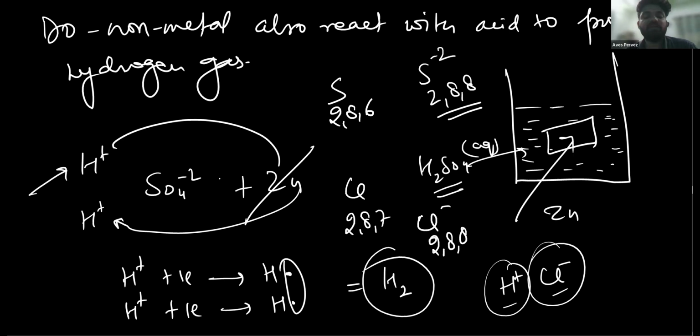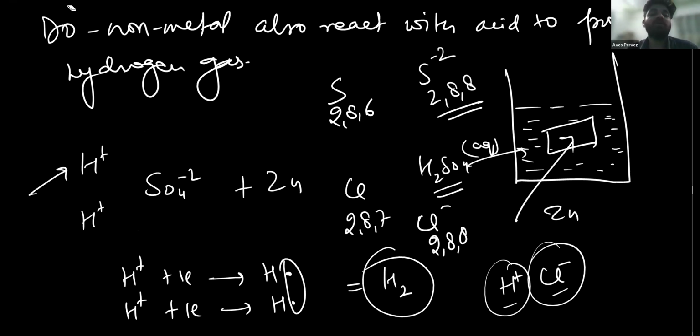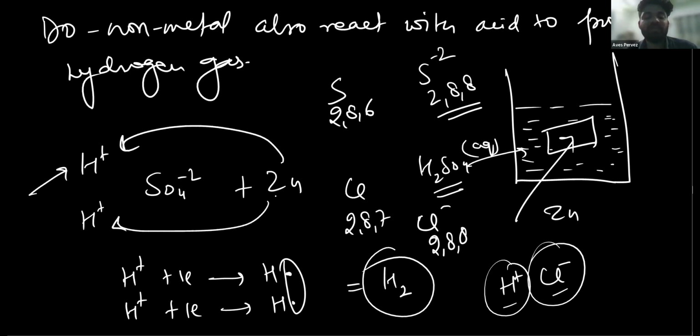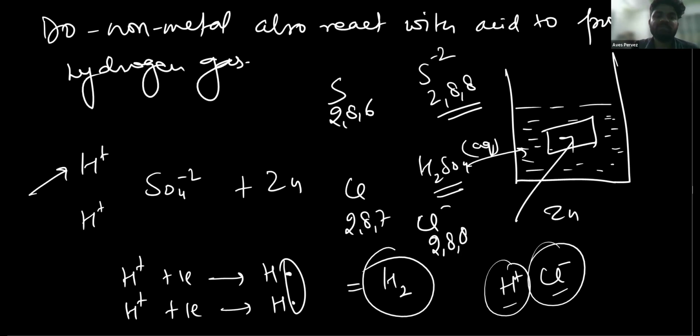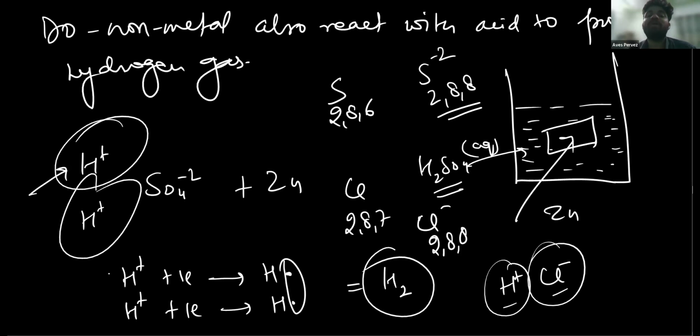So non-metals are not electron donors, but metals are electron donors. If zinc, a metal, is providing the electron to the H plus ions of acids, then after getting the electron, these H plus ions are converted into hydrogen atoms, and the hydrogen atoms combine together to form hydrogen gas. But non-metals are electron deficient. They are not able to give electrons to these H plus ions of acids to form hydrogen atoms and produce hydrogen gas. Got it?